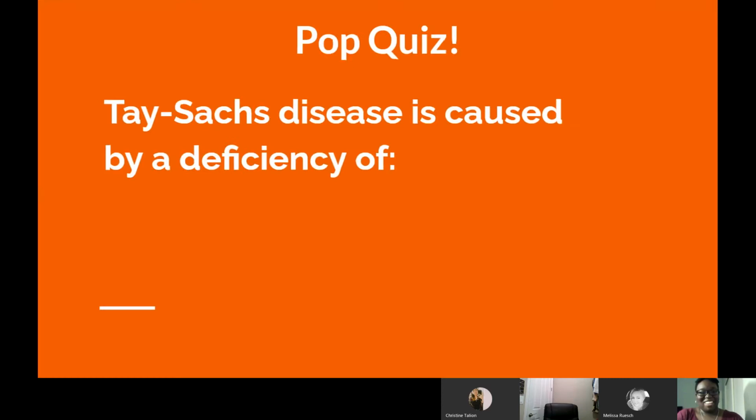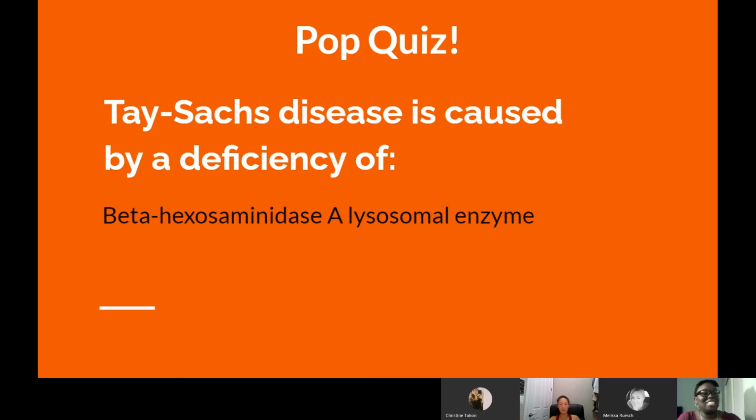So pop quiz time. All right. So Tay-Sachs disease is caused by a deficiency of, you guessed it, beta-hexosaminidase A, the lysosomal enzyme.